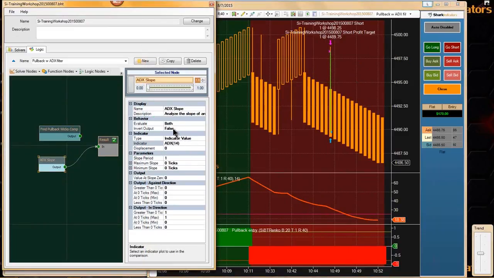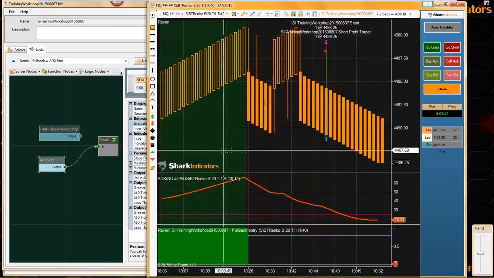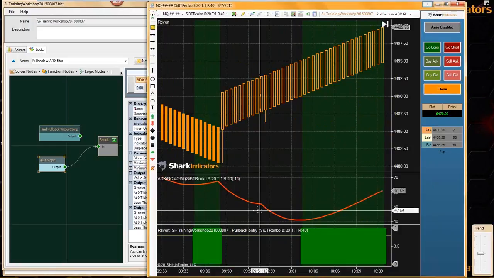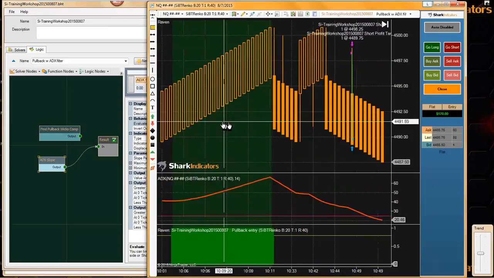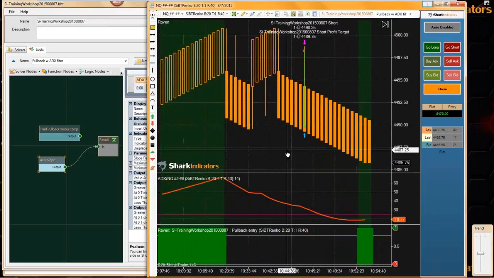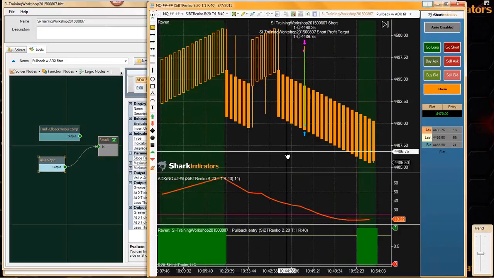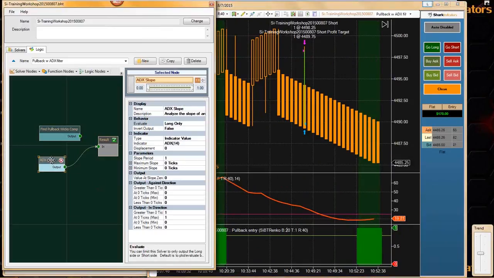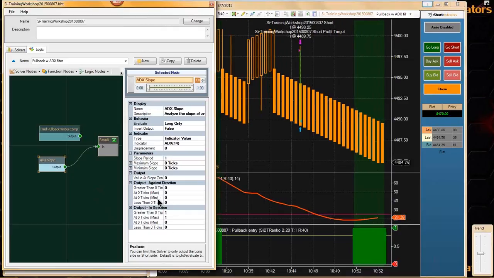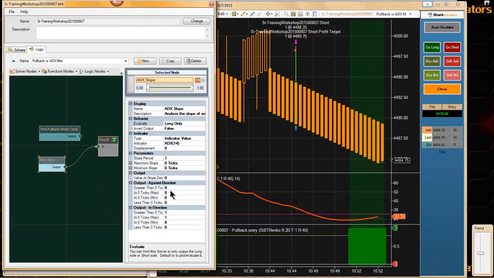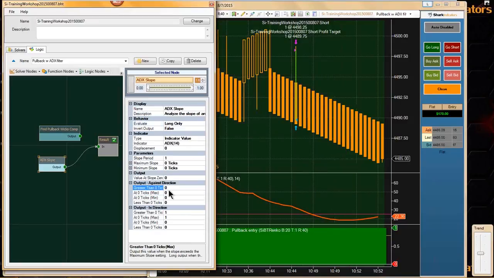So let's see. I'm gonna set the evaluate to long only. Right, so that got rid of the short when it was sloping down. So now when it's sloping down, there's nothing going on, no output. All right. And let's see. Next, let's try something here. Yeah, no, that's not gonna work.